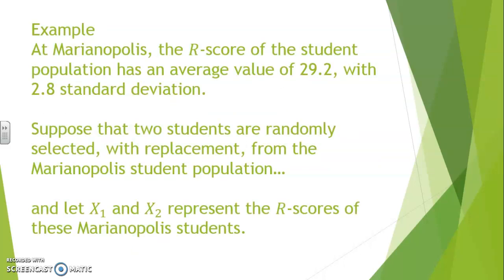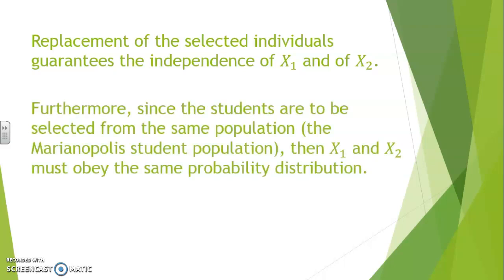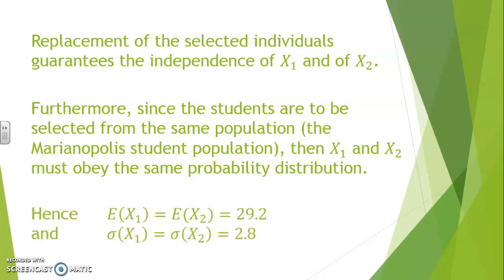For example, at Marinopolis, the R-score of the student population has an average value of 29.2 with 2.8 standard deviation. Suppose that 2 students were randomly selected with replacement from the Marinopolis student population. And let's denote by x1 and x2 the R-scores that these Marinopolis students will reveal. The fact we are replacing the selected individual guarantees the independence of x1 and x2. Furthermore, since the students are to be selected from the same population, then x1 and x2 obey the same probability distribution. And x1 and x2 are just as likely to be around 29.2, for instance. Hence, the expected values for x1 and x2 is 29.2, and the standard deviation for x1 and x2 is 2.8.